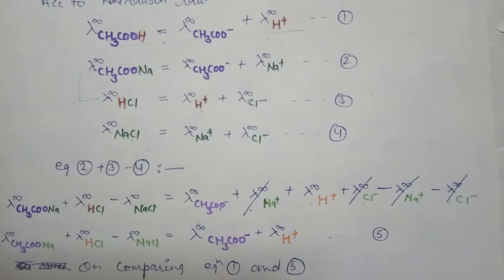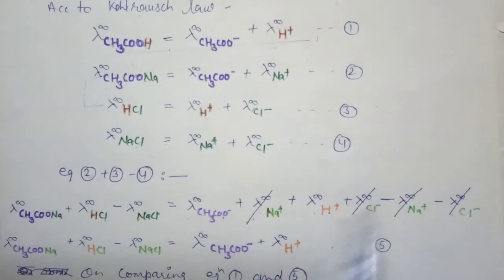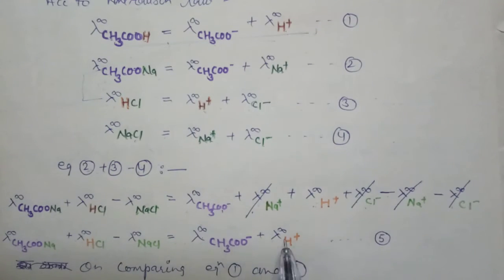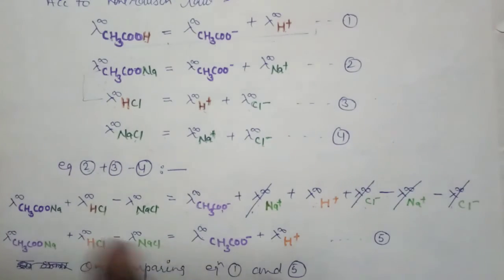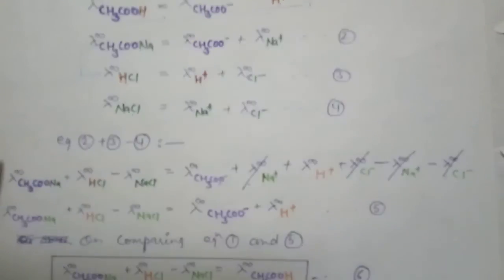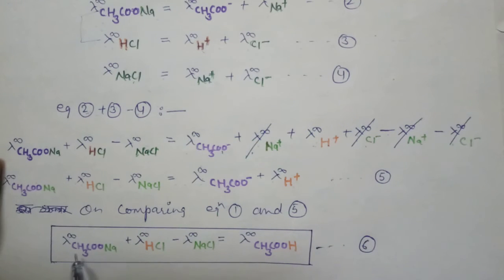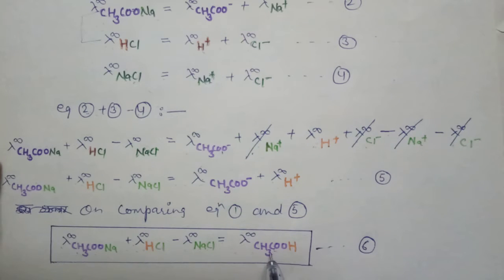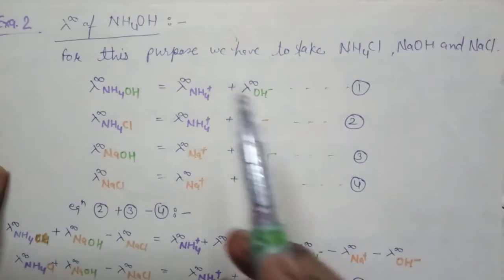This is equation number 1, and in equation number 5 the right hand side is the same, so the left hand sides should also be the same. On comparing equations number 1 and 5, lambda infinity CH3COONa plus lambda infinity HCl minus lambda infinity NaCl will be equal to lambda infinity CH3COOH. If the lambda infinity values of these electrolytes are given, then we can calculate the value for acetic acid at infinite dilution. Clear, students?